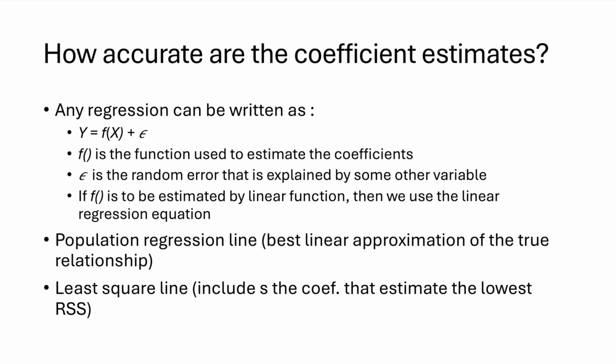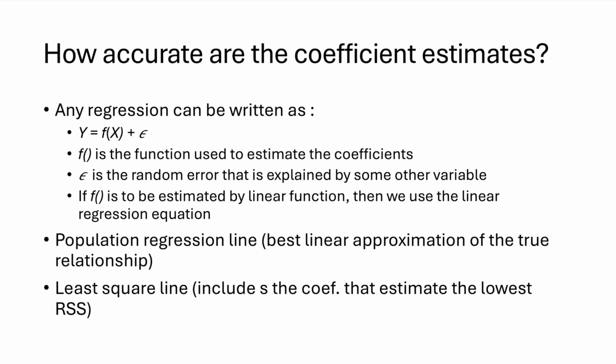In practice, the true regression line, which is also called the population regression line, is usually unknown. So we estimate this population regression line using the least squares line, which is called the LSL, which is again derived from the sample data. And the least squares line is our best guess at the population regression line based on the available data.